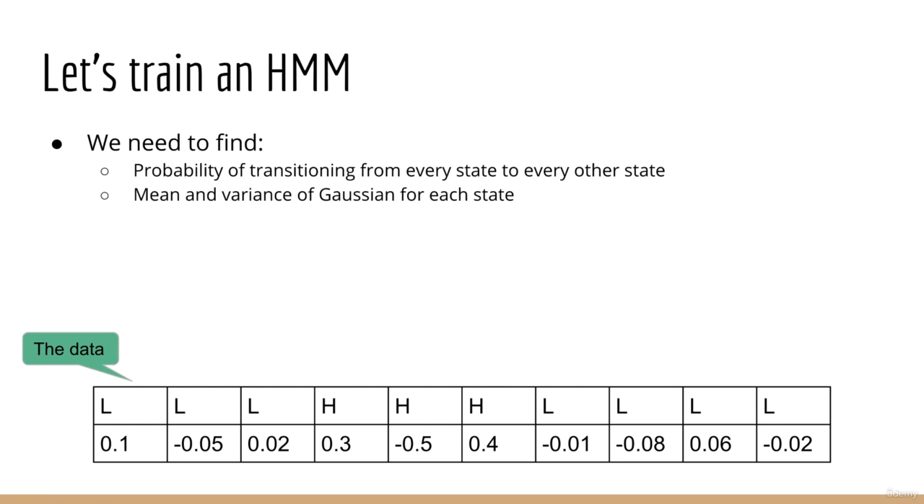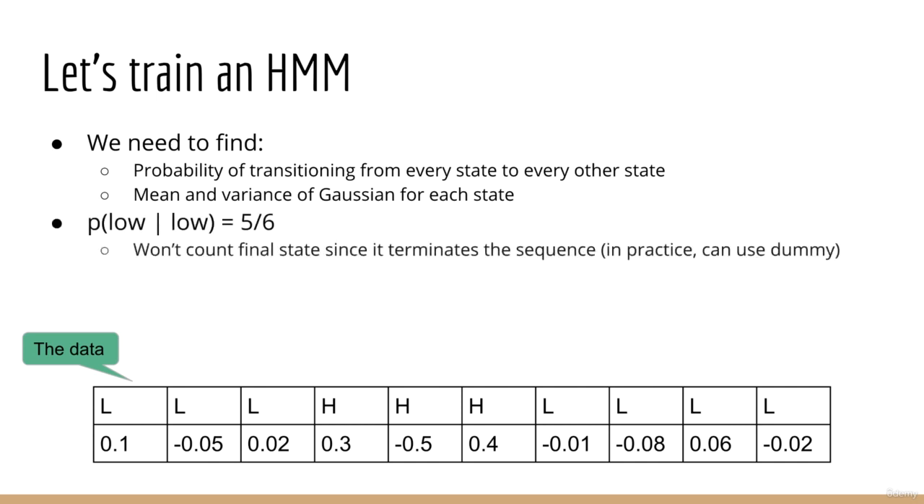Okay, so let's start with the probability of going from low to low. We transition from low to low 5 times, whereas we are in the low state 7 times. However, note that we will not count the final state because this actually terminates the sequence. In practice, you might have a dummy state for the start and end. So let's make the denominator 6. Therefore, P of low given low is equal to 5 over 6. We can also see that we transition from low to high 1 time, so P of high given low is equal to 1 out of 6.